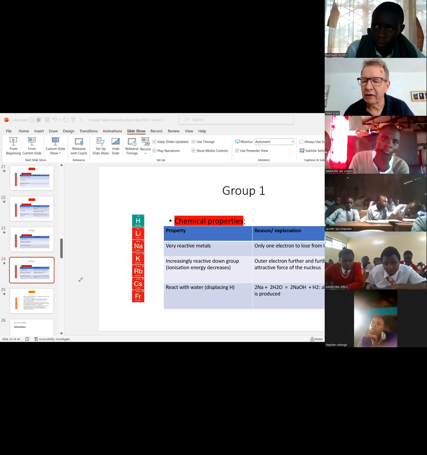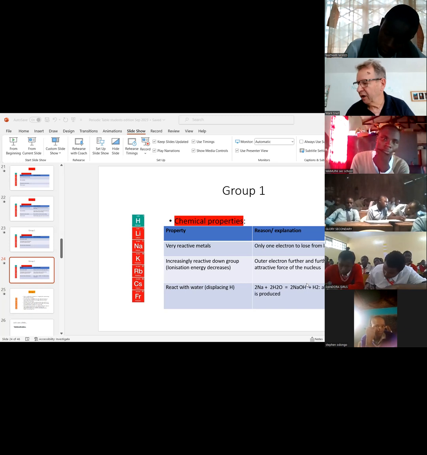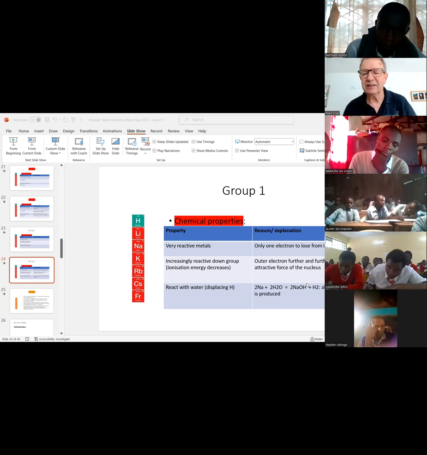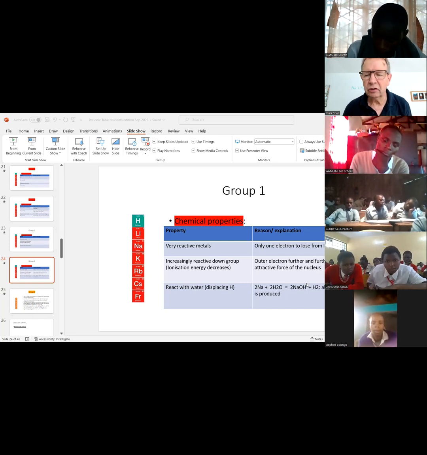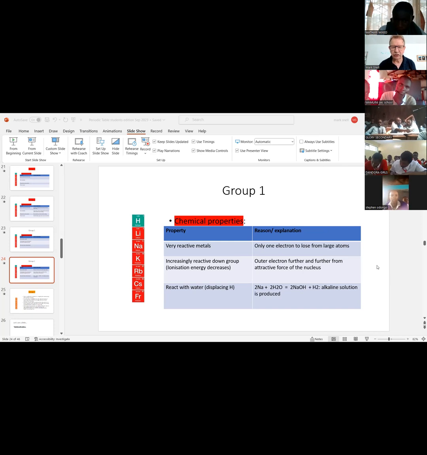Okay, that's a very important idea. Because the electron gets further and further away from the nucleus, it means the nucleus cannot hold it, so it is easy to lose. And the reaction with water, we just did the equation, and it produces hydrogen.